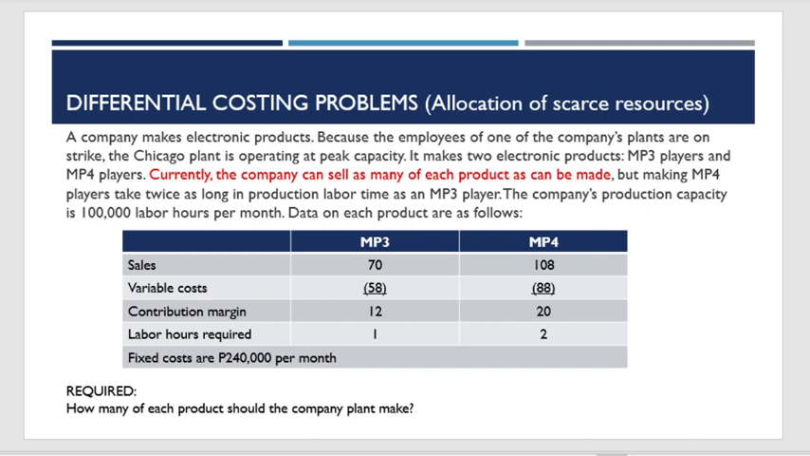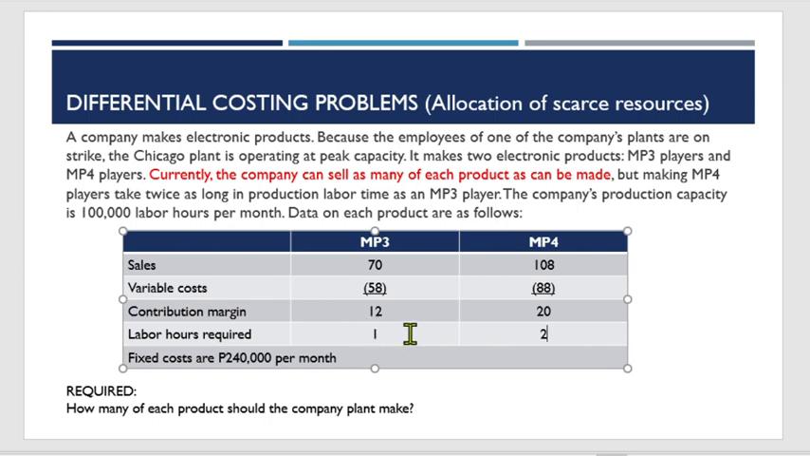So hindi pwedeng mawala yun. Contribution margin per unit per scarce resources. So ito, contribution margin per unit pa lang ito. Wala pa yung per scarce resources. So ano pong gagawin dyan, sir? You just have to identify kung anong scarce resources. Na-identify natin na yun yung labor hours.